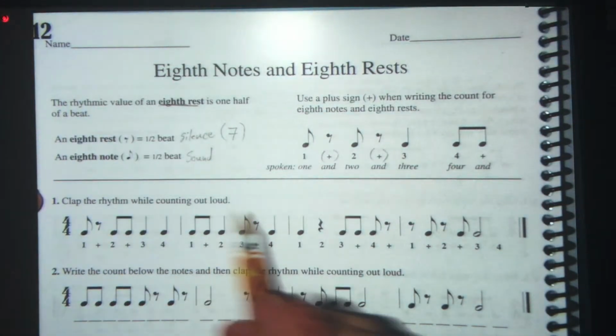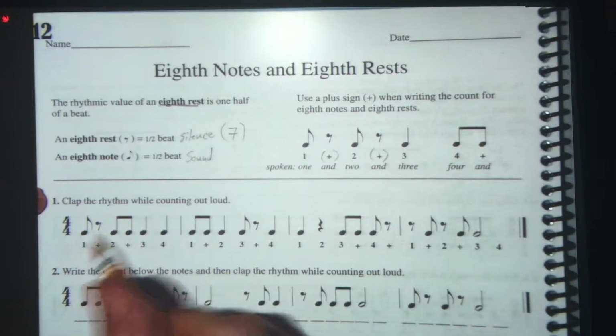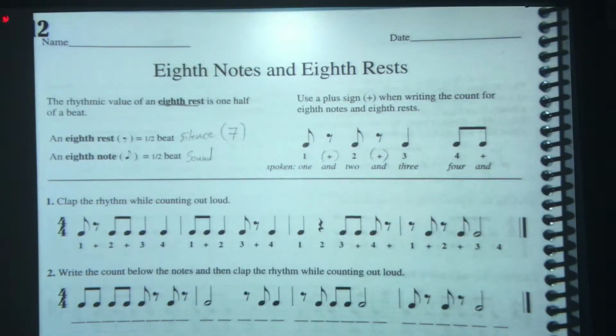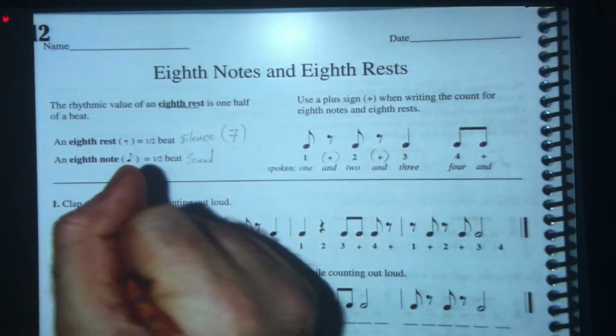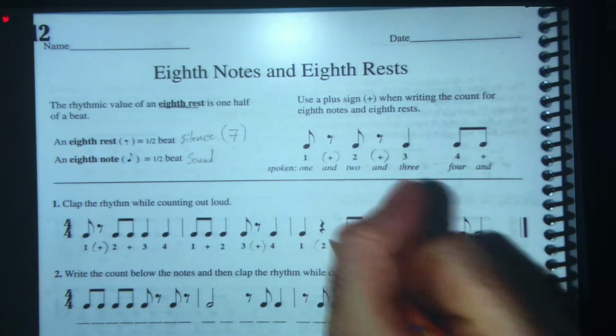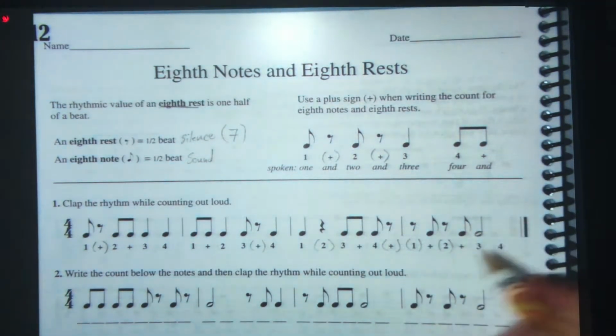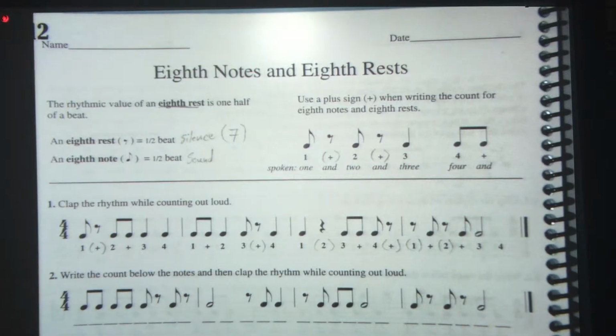Number 1. Clap the rhythm while counting out loud. Okay, here we go. We're going to put our hands out when we do these eighth rests, but we have to do them quicker now. Now, before we begin, I'm going to do this. For every rest that we have, we want to make sure that we put the brackets around it, and that will help us do that. So we'll do the first measure together. It would sound like this.